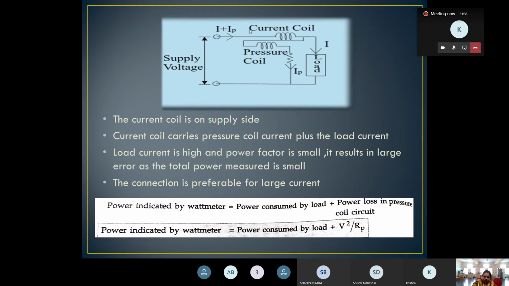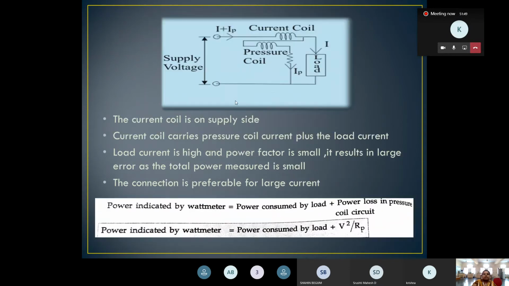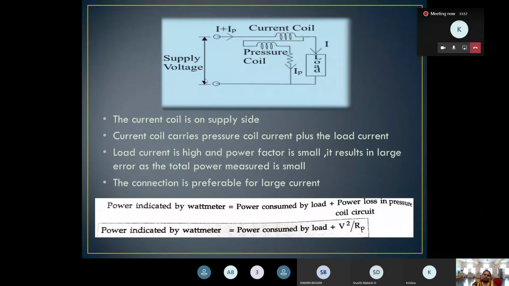This connection is preferable for small current, and the other connection is preferable for large current. We can use this construction when we are going to measure a large current, and this one is used for a small current.